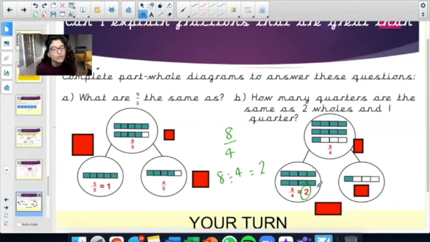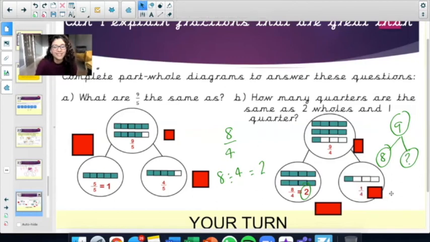And then what's left over? We've got 9 in the big circle, our answer circle, and then we've put 8 in one of them. What do we need to put in the other one in order to then complete this part whole model? We need to put the number that would add to give you 9, which would be, are you saying this out loud right now? That would be 1.